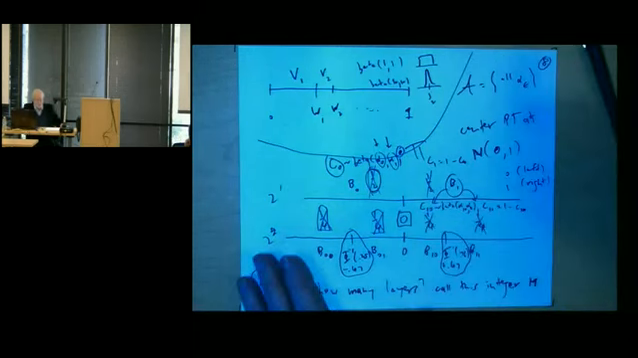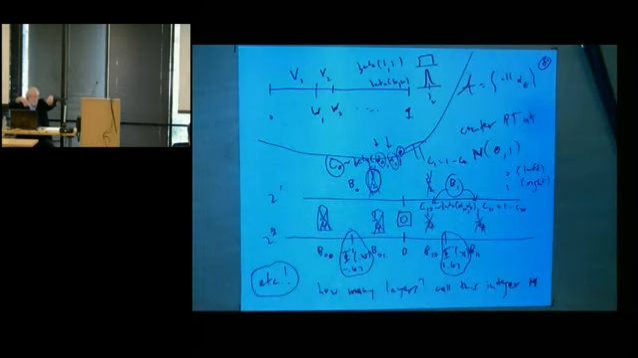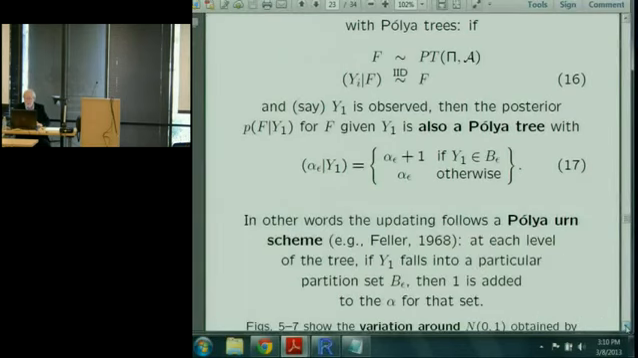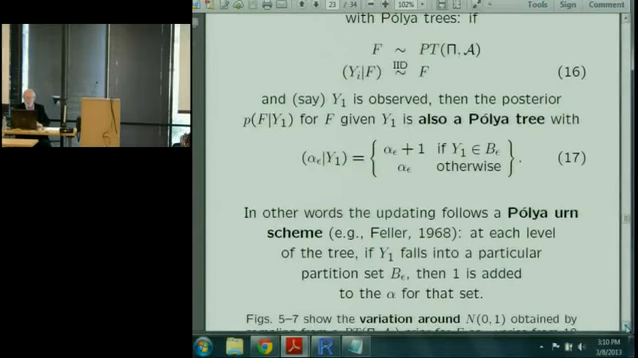And so look what's happening. It's creating something like a pinball tree in which every time an observation comes, the weights are all being gently moved toward the way the data actually is. Where the y sub i's fall in each partition set is evidence about where the actual data values are, and so you gently move those alpha weights in the direction of what the data is showing you. Isn't that cool? That turns out to be the Polya updating, and that corresponds to a Polya urn scheme. At each level of the tree, if y1 falls into a particular partition set, B epsilon, then 1 is added to the alpha for that set.